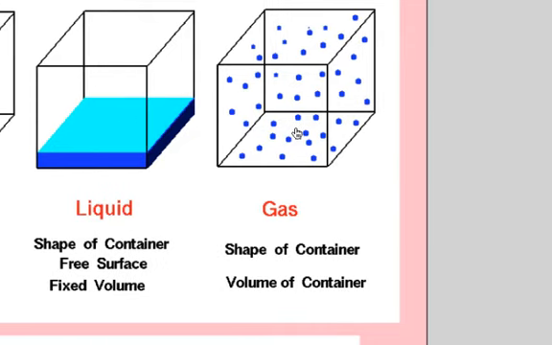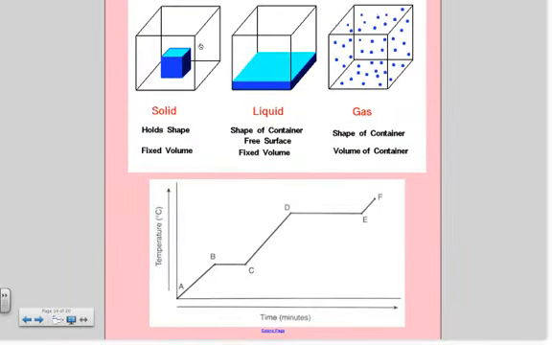Gases, on the other hand, have no fixed volume or shape. It takes on the shape and the volume of its container. And gases, one thing that's specific to gases and not liquids and solids, is they're very compressible. I can compress this down to occupy a tiny little volume. Okay? So we have solids, liquids, and gases.